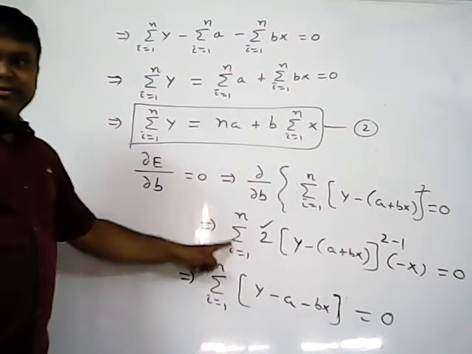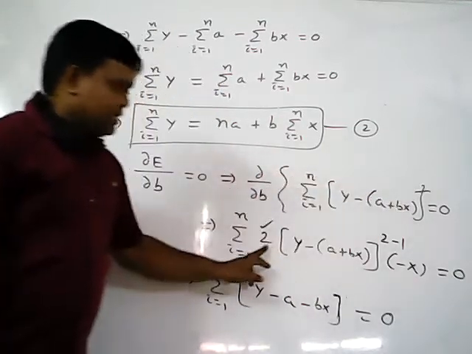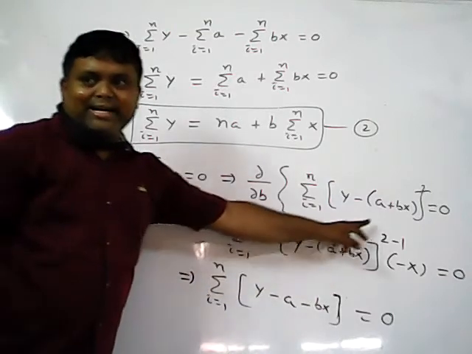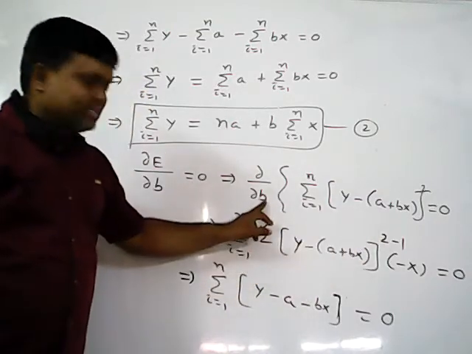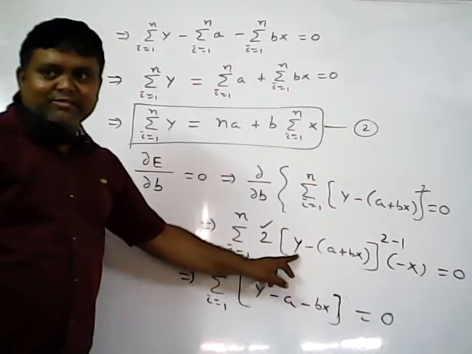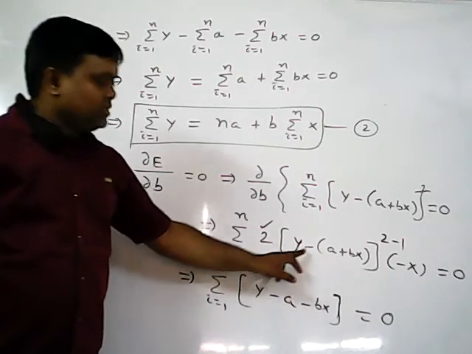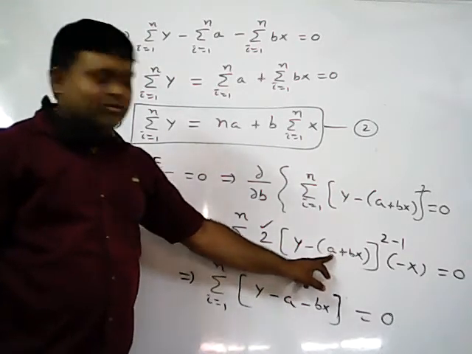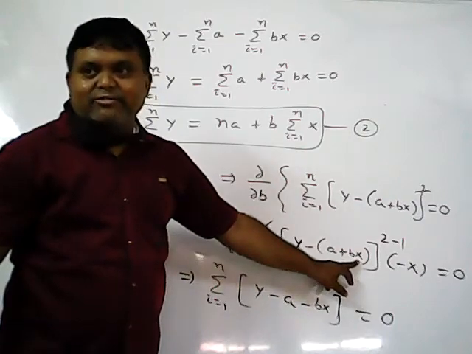Summation i equal to 1 to n, n into 2 into x power n minus 1. You are partially differentiating with respect to b. That means with respect to b, the y value will be 0. With respect to b, the a value will be 0. With respect to b, the bx value will be x.